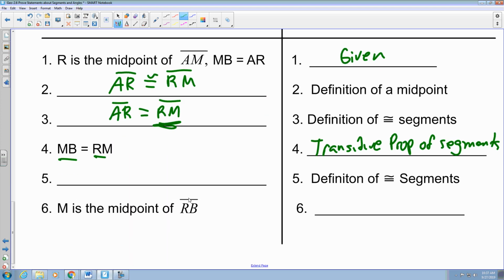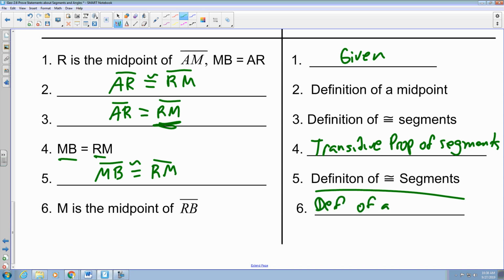So since we have those two line segments equal, we can also say that those two line segments are congruent. So we could say that MB is congruent to RM by definition of congruent segments. And since those two segments are congruent by definition of a midpoint, we can say that point M is the midpoint of RB, which is the proof.